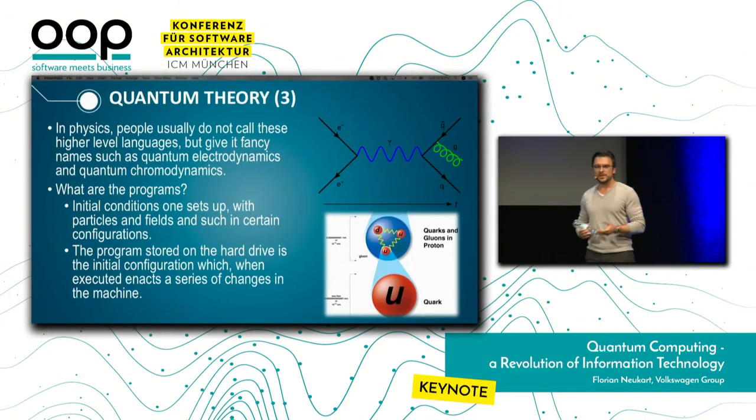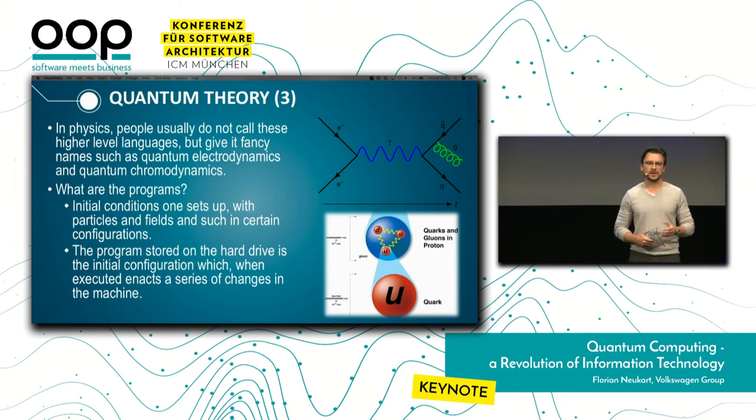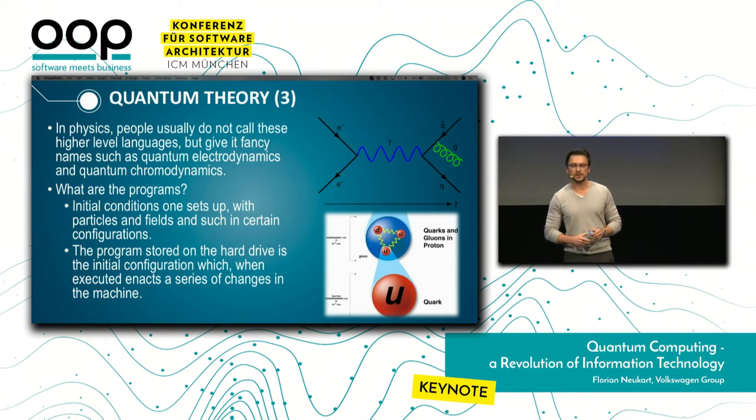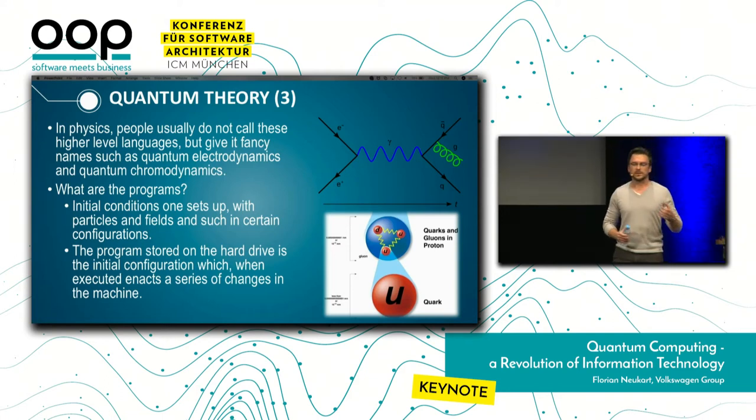In physics, people usually don't call these higher level languages, but we use different names, like quantum electrodynamics, quantum chromodynamics. But still, as computer scientists, we may think about them as higher level languages. And what are the programs? The programs are initial configurations of these systems, force fields or fields and such.